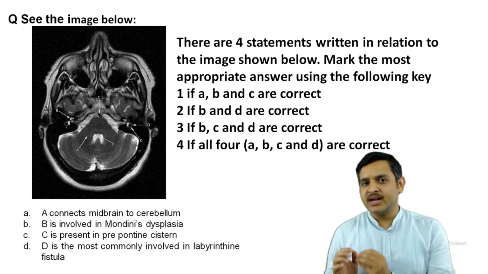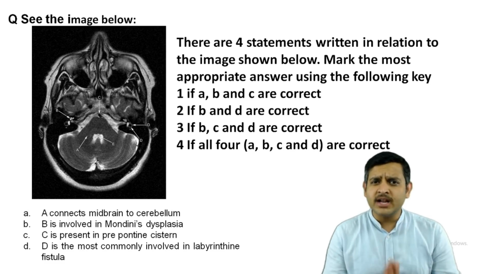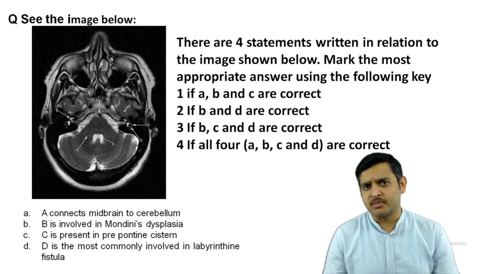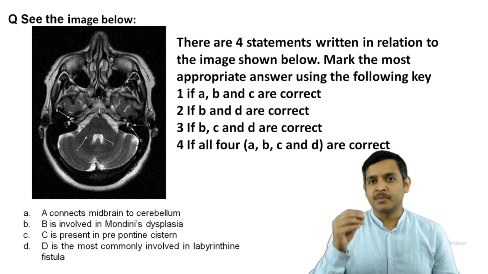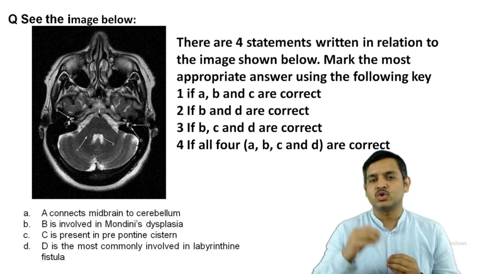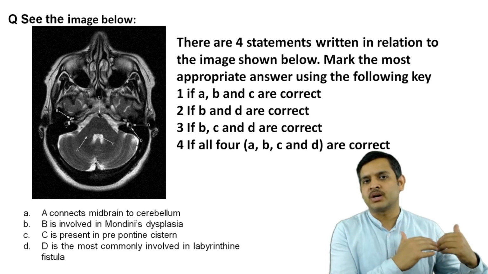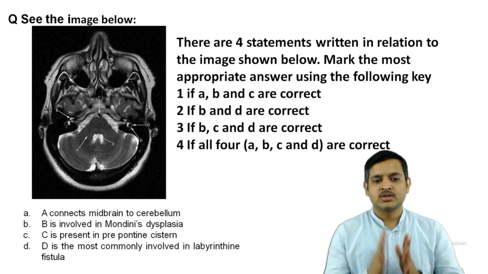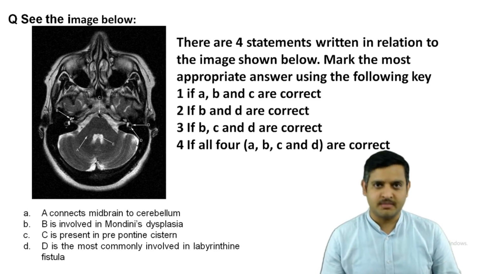If you look at statement A, it says A connects midbrain to cerebellum. Now this is a very basic statement from anatomy. Everybody who has a basic knowledge of anatomy knows that there are 3 cerebellar peduncles: superior, middle and inferior. Superior connects cerebellum to midbrain, middle connects pons to cerebellum, and inferior connects the medulla to cerebellum. So this is a middle cerebellar peduncle. So A is a wrong statement.